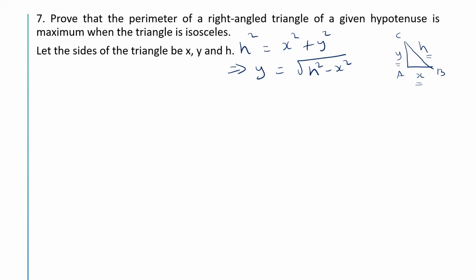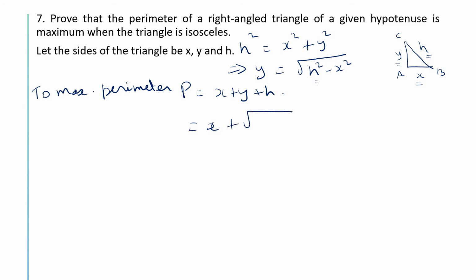Here we have to maximize the perimeter. So to maximize perimeter P equal to x plus y plus h. So x is the same, it is x only. Y is root of h square minus x square.